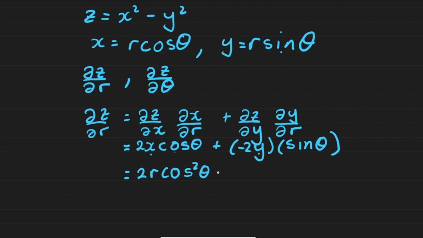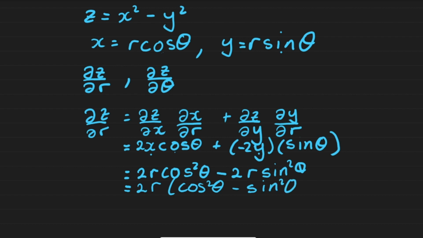We bring the minus in front, and y is r sine theta. So in the same way, we're going to get r sine squared theta by substituting it in. It becomes minus 2r sine squared theta. So bringing this 2r in front as the common factor, we get 2r into cos squared theta minus sine squared theta. So this does look familiar.